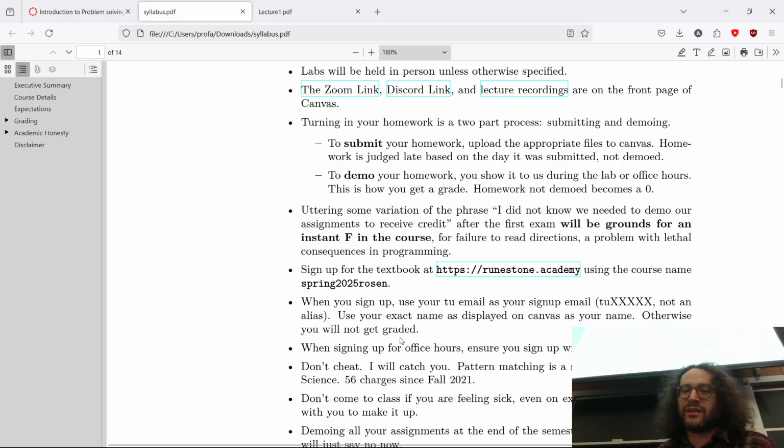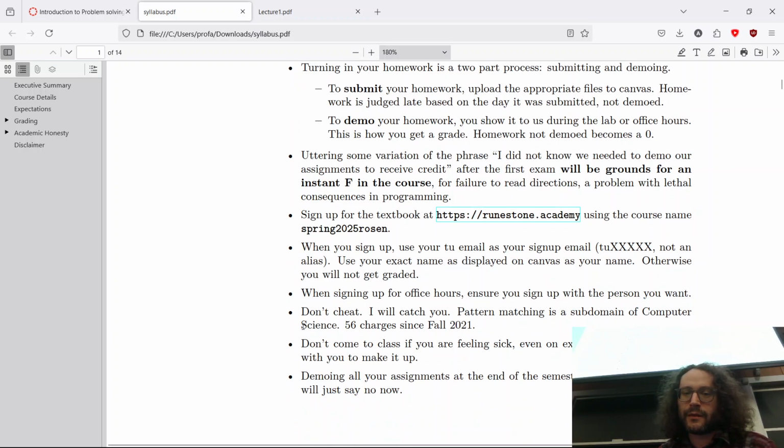Don't use your alias, because I have a script that goes through and grabs your work from there and combines it with your Canvas grade. It relies on being able to figure that out with your TU email. Okay.